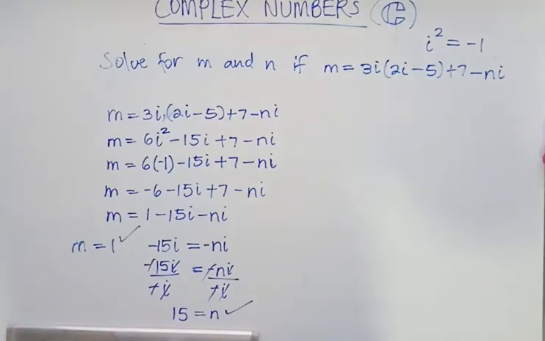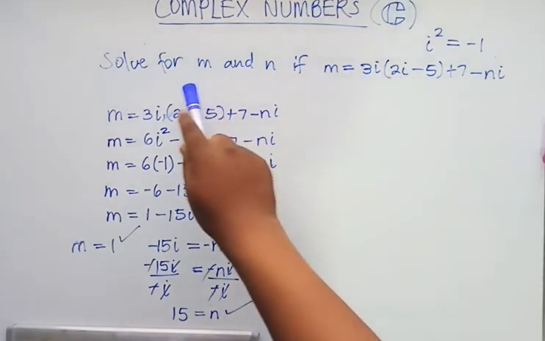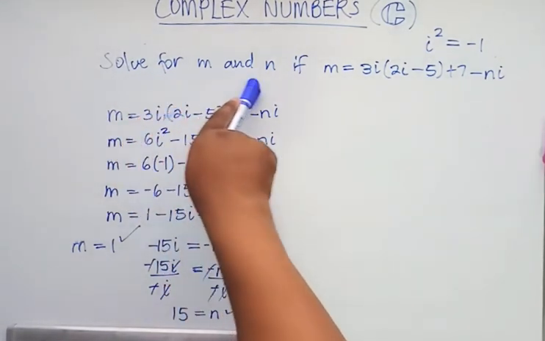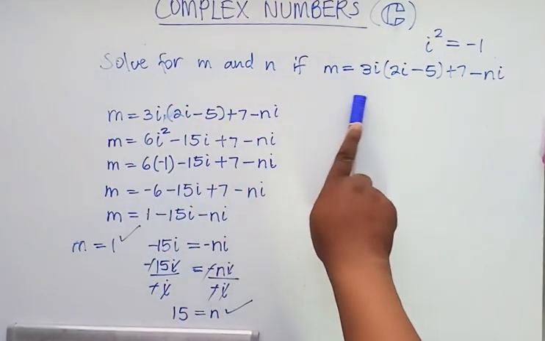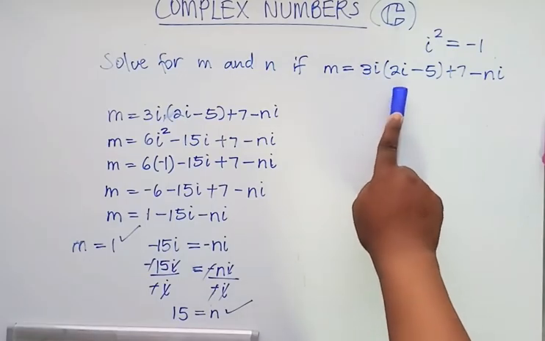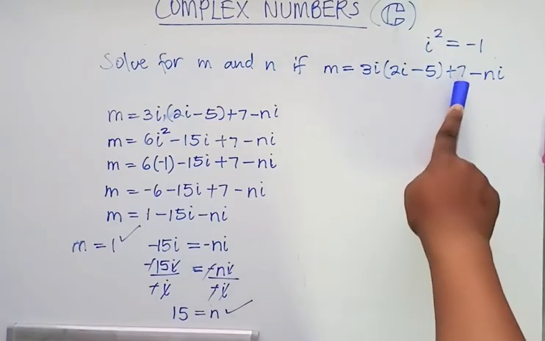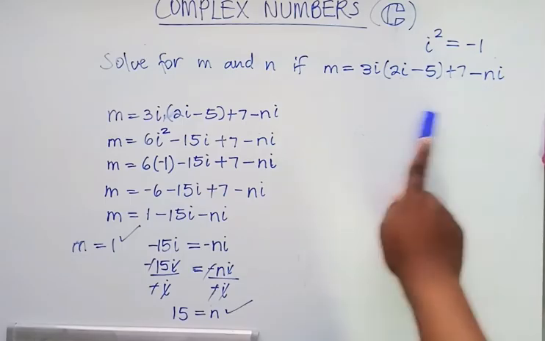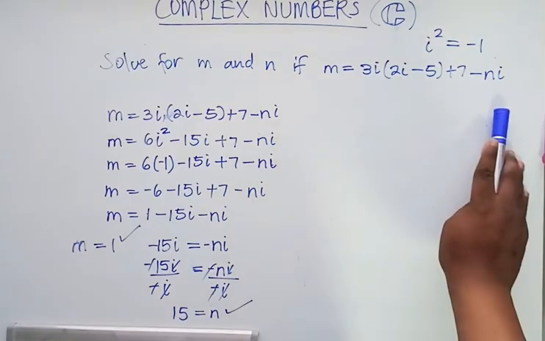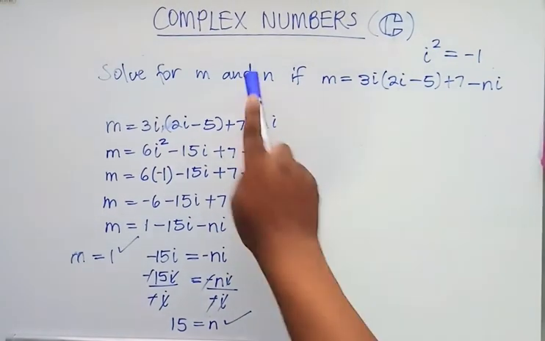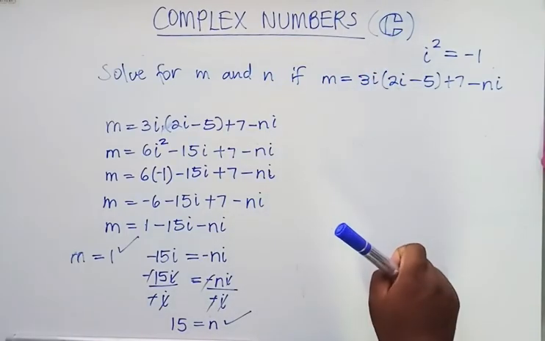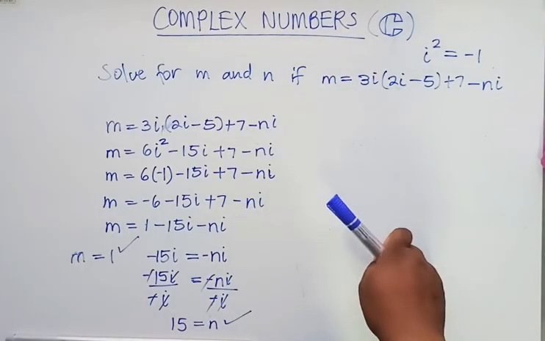Okay, a quick recap. We are given this equation. The question says solve for m and n. If m is 3i into 2i minus 5 plus 7 minus ni. So this is a complex equation. By complex I mean it belongs to this topic, complex numbers.